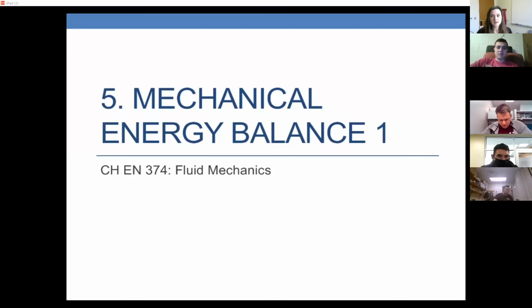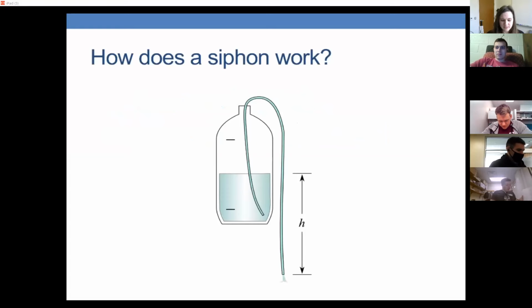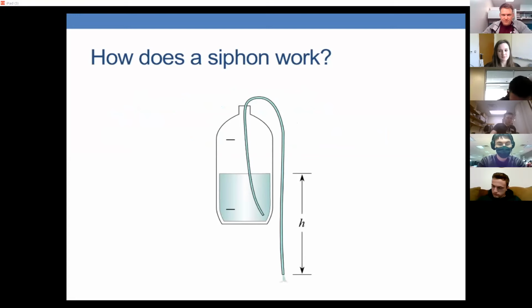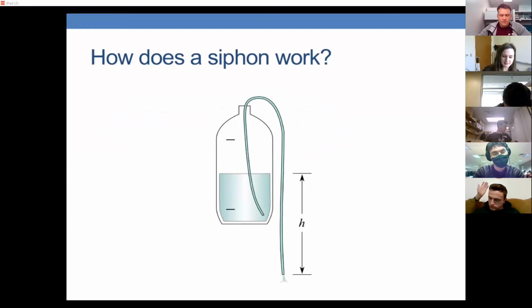So today we're going to talk about mechanical energy and the mechanical energy balance. So my first question is, how does a siphon work? Can I have a volunteer who thinks they can explain to everyone how a siphon works? And right here we show a siphon taking water out of a bottle.